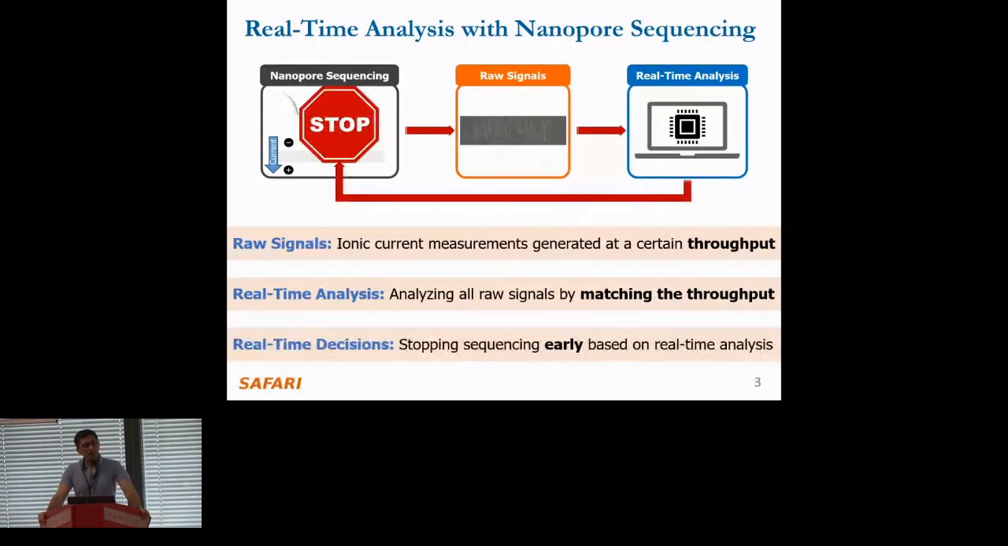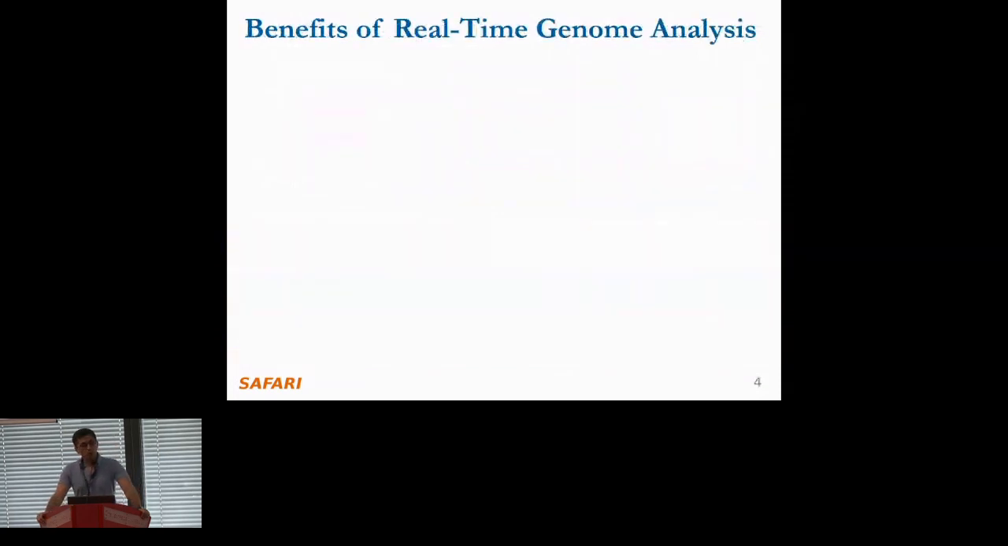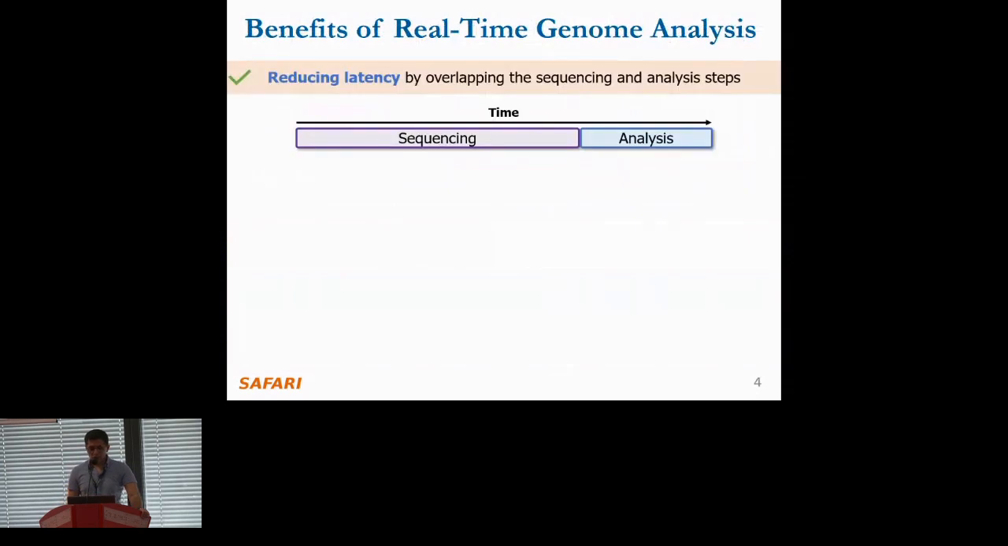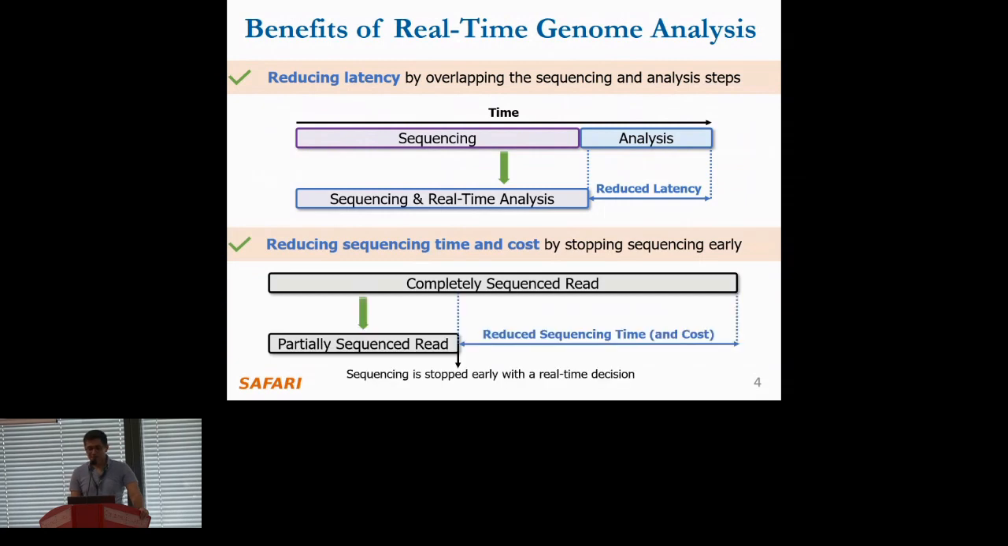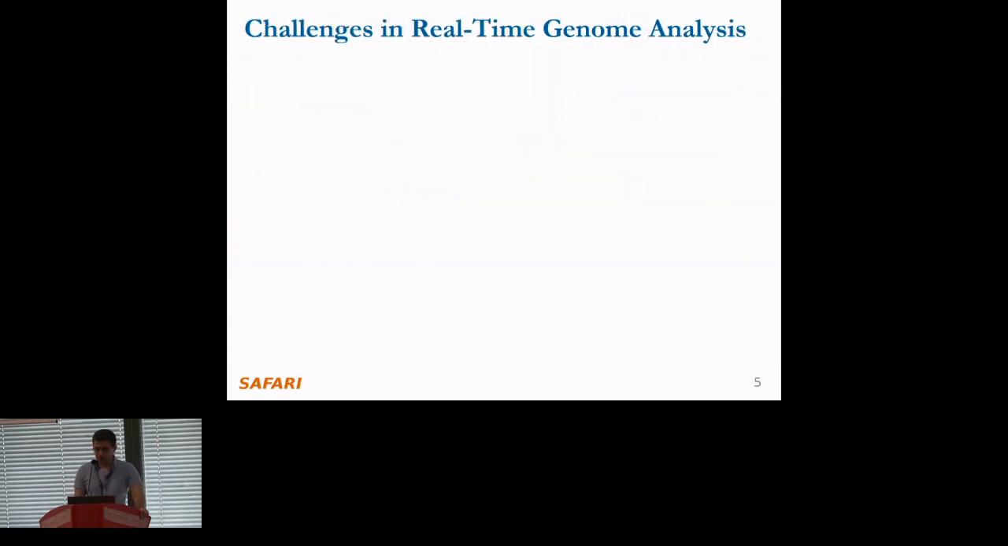Based on this analysis, we can make some real-time decisions. These decisions can stop the sequencing process early if sequencing of a read or the entire sequencing run is unnecessary. Real-time genome analysis provides two important benefits. First, we can overlap the sequencing time with the analysis time, reducing the latency of the entire process. Second, we can stop sequencing of a read or the entire sequencing run, and this capability can significantly reduce the sequencing time and potentially the cost, making genome sequencing more efficient and cost-effective.